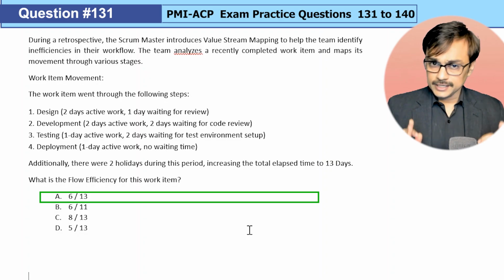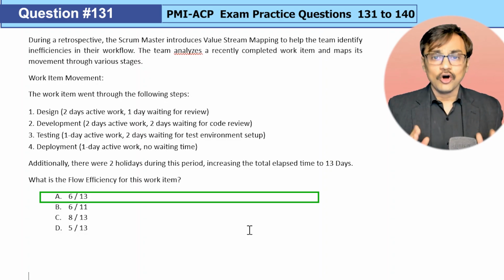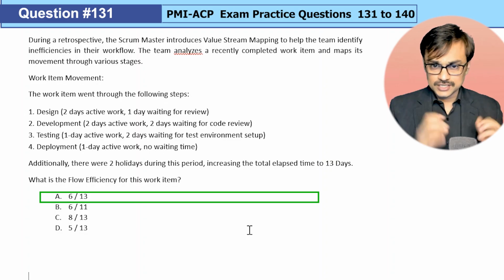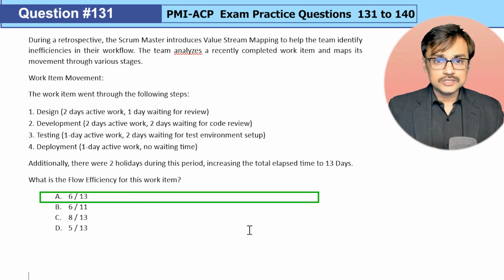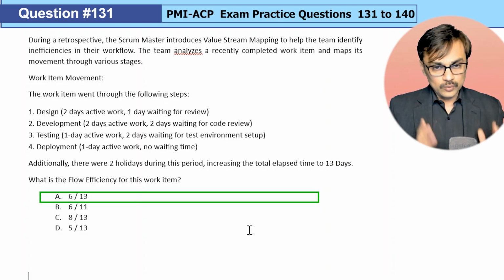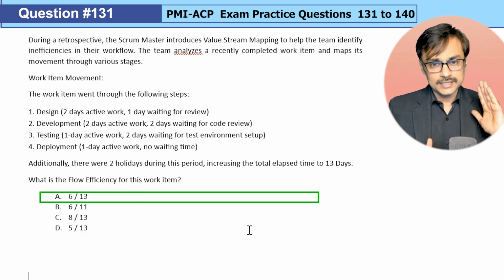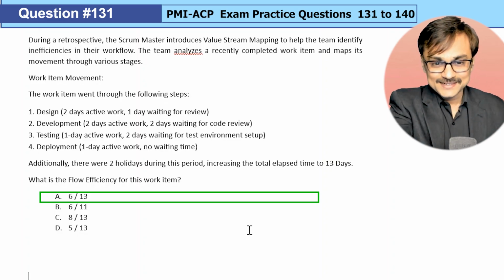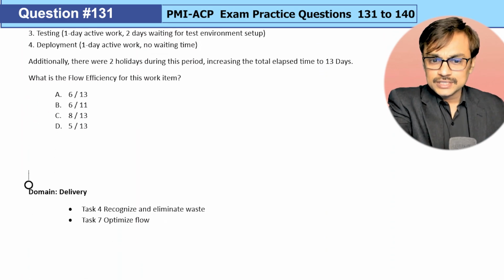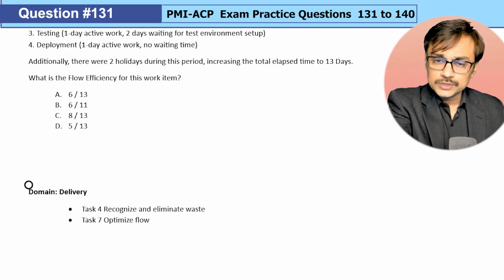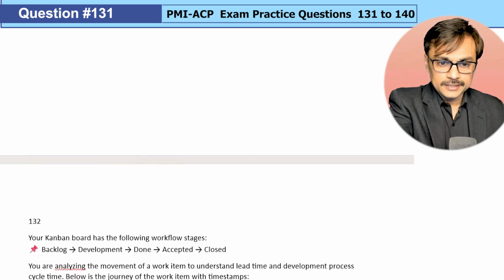As per the understanding of flow efficiency, we need to go with option A. It doesn't matter whether there was a holiday or a shutdown or anything. We need to focus on what the value added time was and what the total time was. That's the flow efficiency for your understanding. So option A is the right answer here. Now you can map it to recognize and eliminate waste. Task 4, task 7, optimize the flow of your delivery domain also touches upon this particular topic.